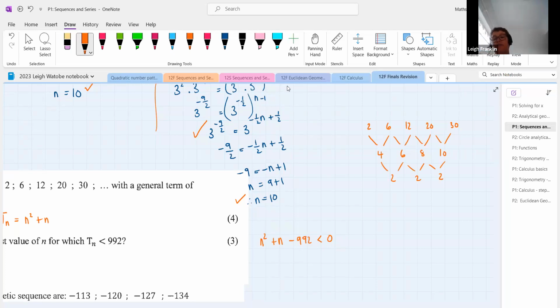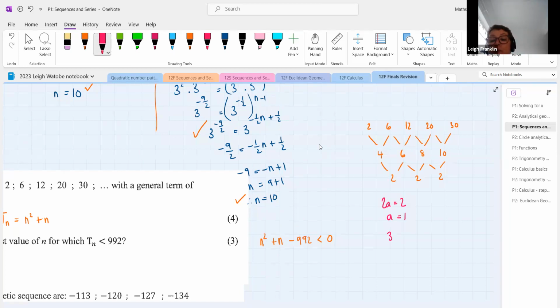Your second differences are always constant for a quadratic pattern. Now we've got to use those rules. So we're going to take 2a and make it equal to our second difference. So a would be equal to 1.